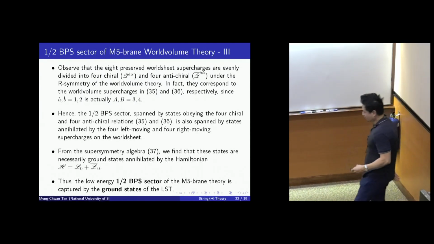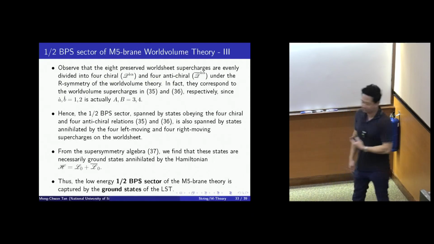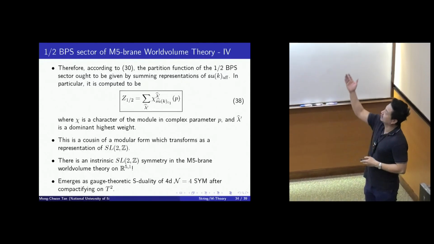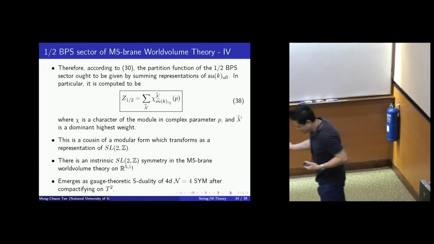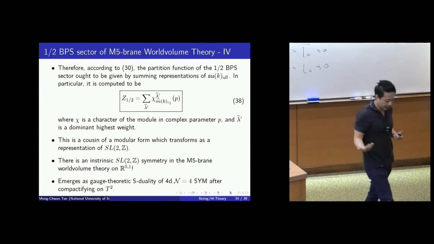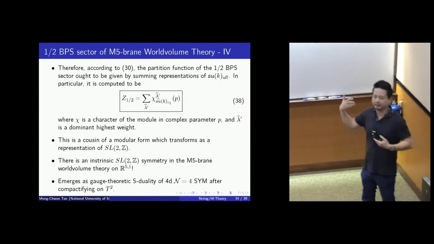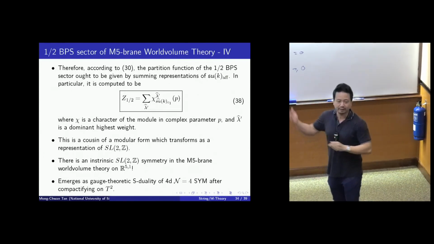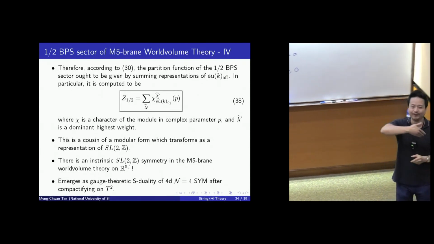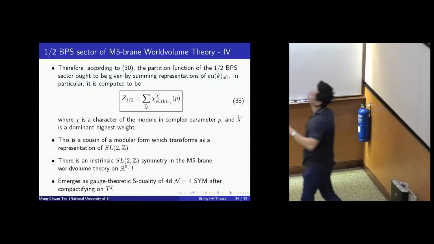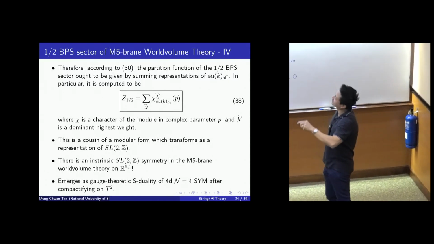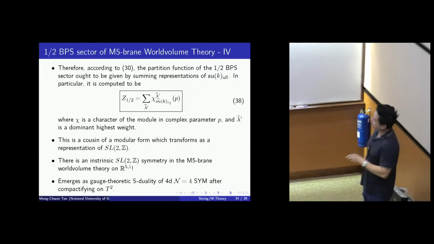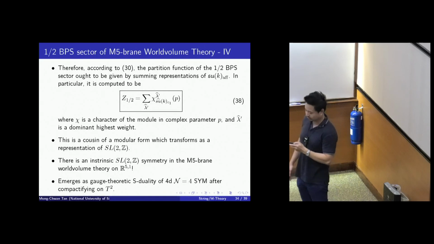So the point is, if you want to look at a half BPS sector of the M5 brane, it's captured by the ground states of the little string theory, which then means that we can count the half BPS states of the M5 brane world volume theory in terms of representations of the affine algebra. And that's what we got to at this point in the gong show. Then we had a discussion on this, and that's where the intrinsic SL(2,Z) is inside somewhere, and then it becomes manifest as S-duality when you compactify on a T2.